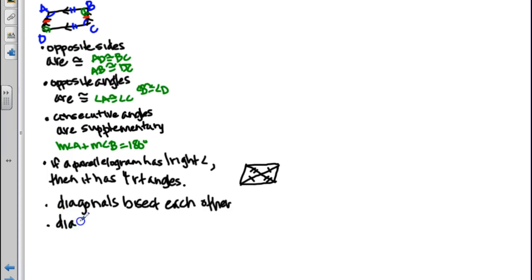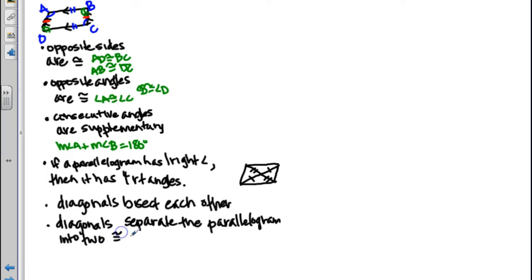The diagonals separate the quadrilateral into two congruent triangles. So they separate the parallelogram into two congruent triangles. All right, so that means here's a diagonal, and it would go with this triangle. And this diagonal would go with that triangle. All right.